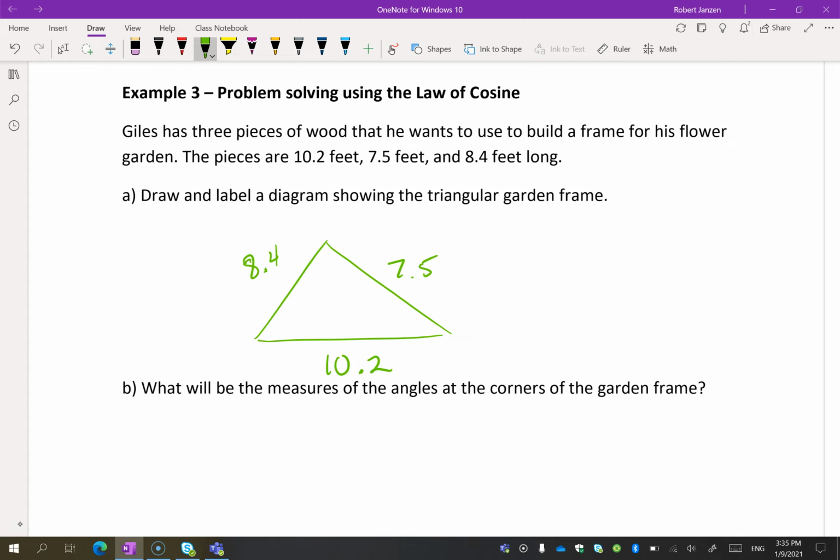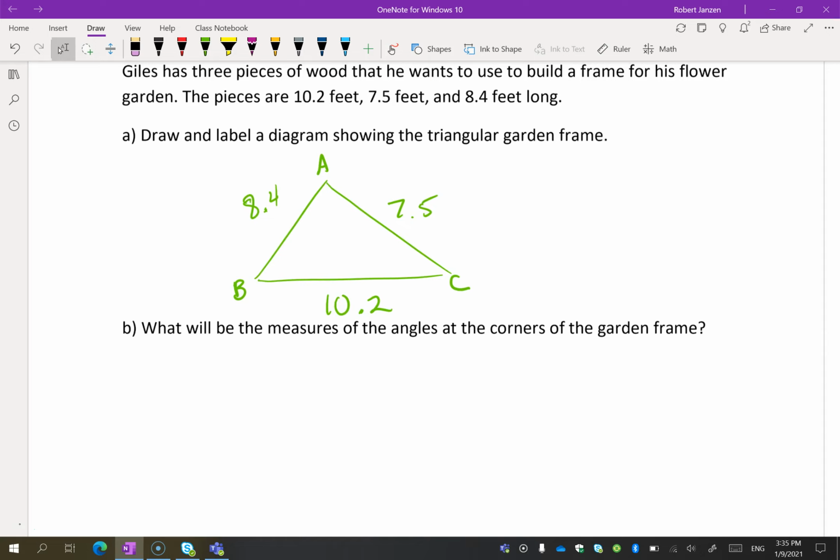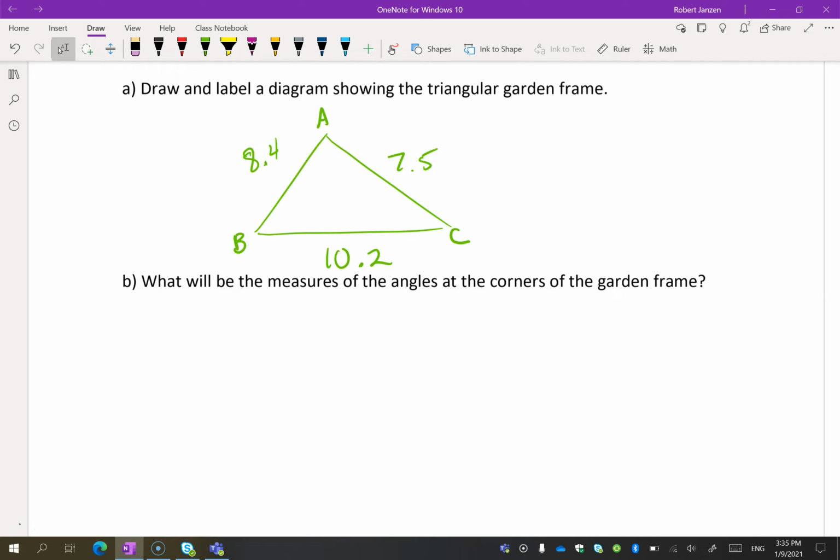Now, we could go ahead and label this A, B, C. Maybe that helps us. Maybe it makes it easier. Again, I don't care where the ABCs go, but let's try it there. So, what will the measures of the angles of the corners be? We're supposed to find the 3 measures of the angles. What angle do you want to find first? It doesn't matter. How about we do B first? I don't know why B. Maybe it's because it's the first one when I read left to right.